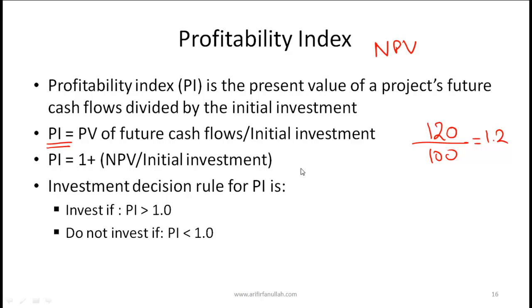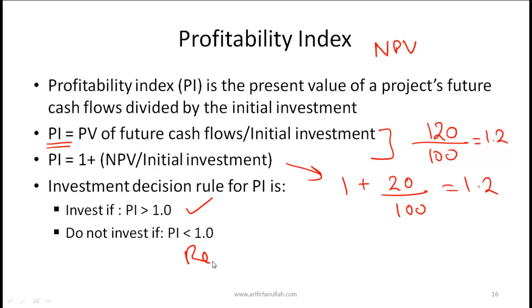The other way of looking at this is as follows, where the profitability index is 1 plus NPV divided by initial investment. So in this simplistic example, the NPV would have been 20 divided by the initial investment, which is 100. So this is equal to 1.2, and that essentially shows you that both these are equivalent. And as is fairly obvious, you invest in projects where the profitability index is greater than 1, and you reject projects with a profitability index less than 1.